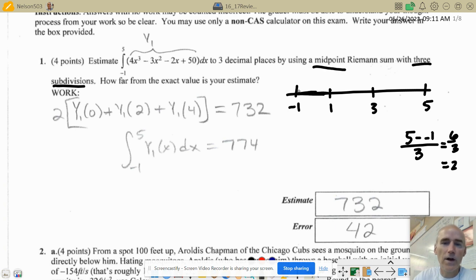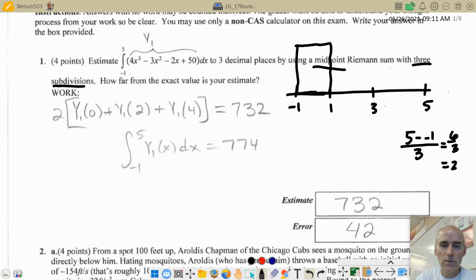What we need to do to find a rectangle is we need to know the height of the rectangle, right? And the height of this rectangle is going to be calculated at the middle of the interval. So I want to find the middle, and go up that height. Now, if it said a left-hand rectangle, I'd be going up on the left side of the rectangle. If it said a right-hand rectangle, I'd go up on the right side. So that is at 0, the midpoint, right? And the midpoint of this one is at 2. And the midpoint of this one is at 4.